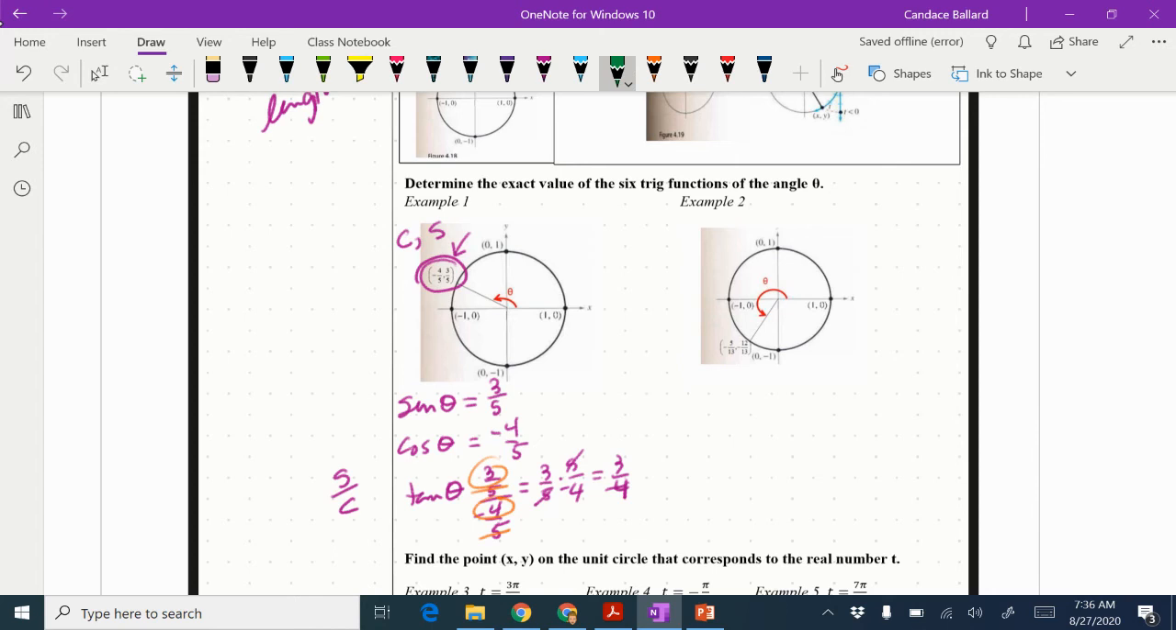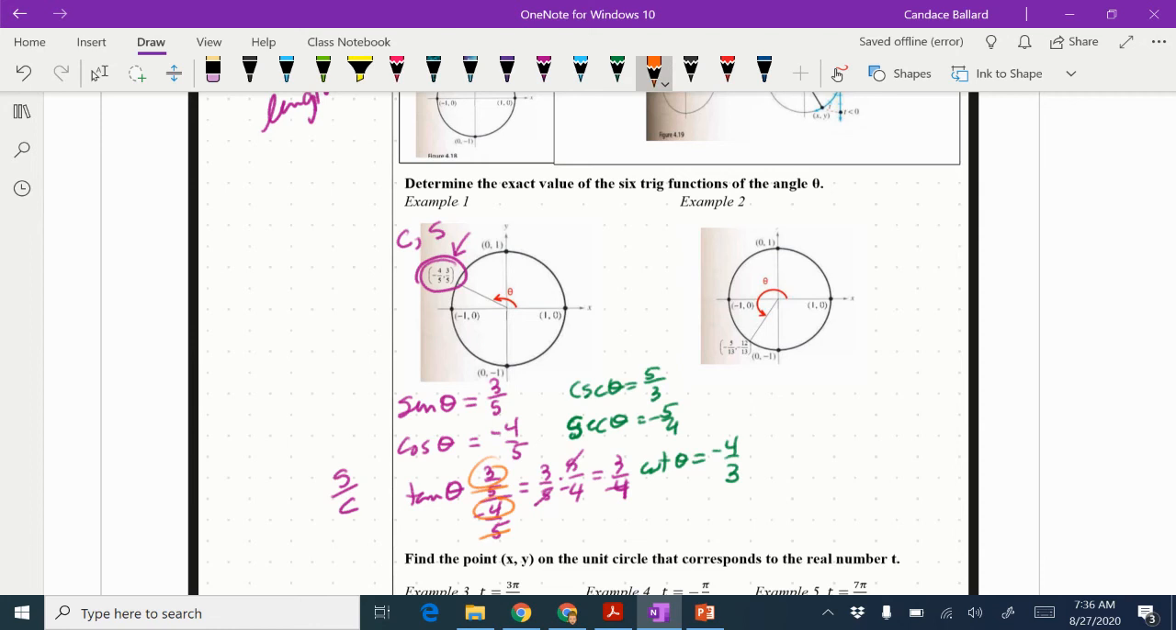All right, for the other 3 trig functions, we're just going to flip the reciprocals. I'm going to flip the reciprocal of sine, which is cosecant, and that would just be 5/3. Secant is the reciprocal of cosine, and that would be -5/4. And cotangent is the reciprocal of tangent, and that would be -4/3. I want to take the simplified one and flip that reciprocal.